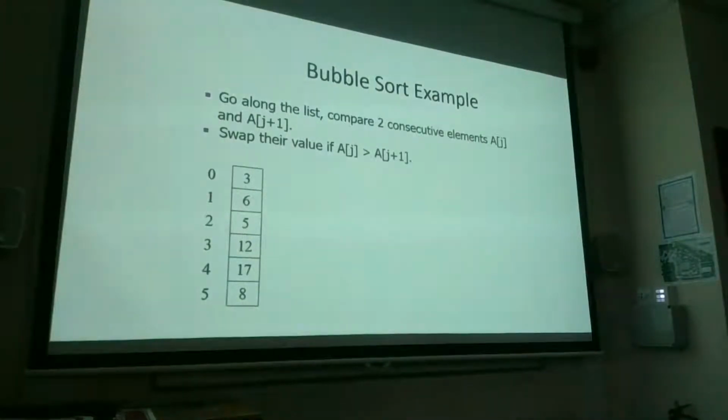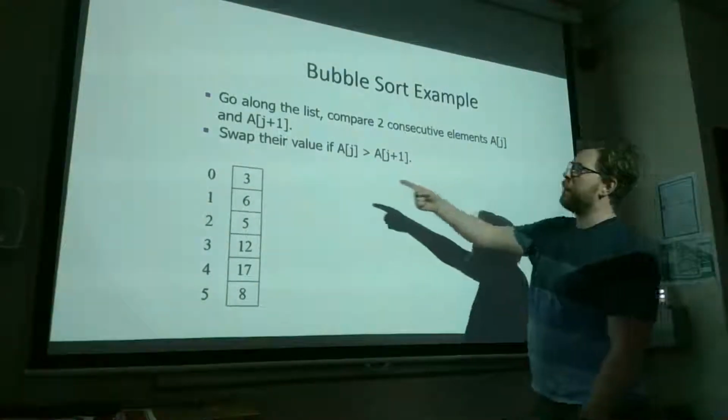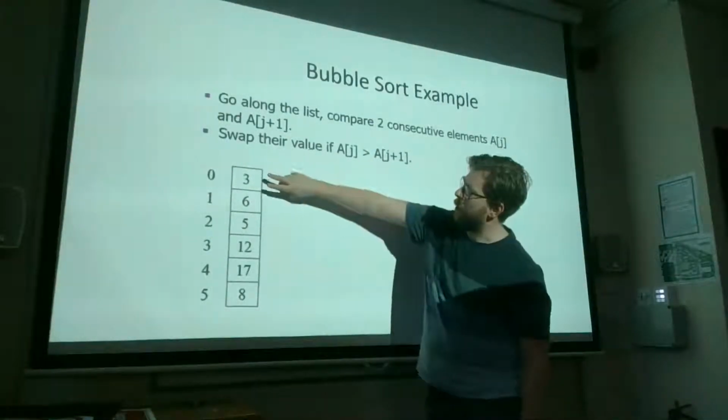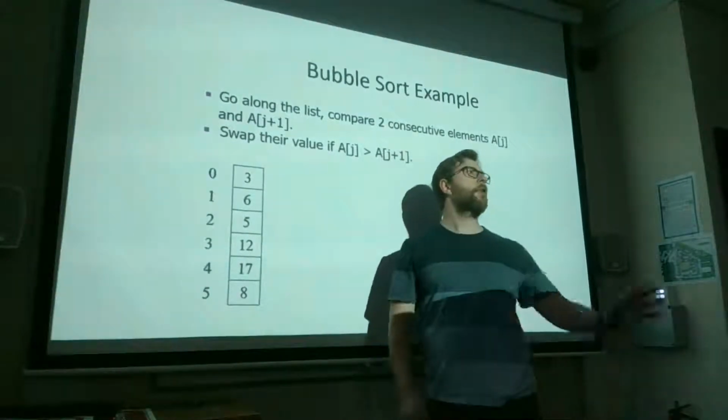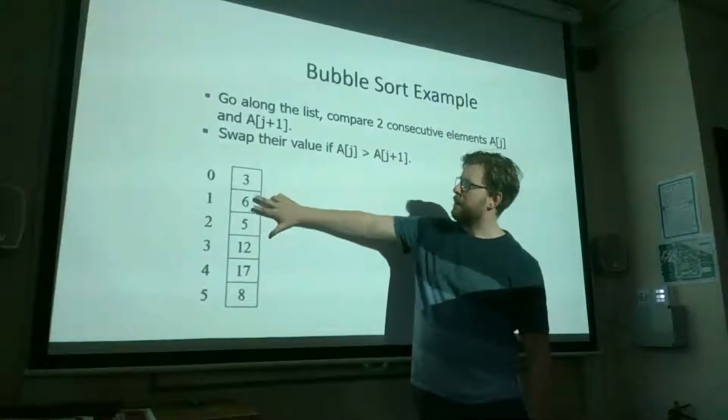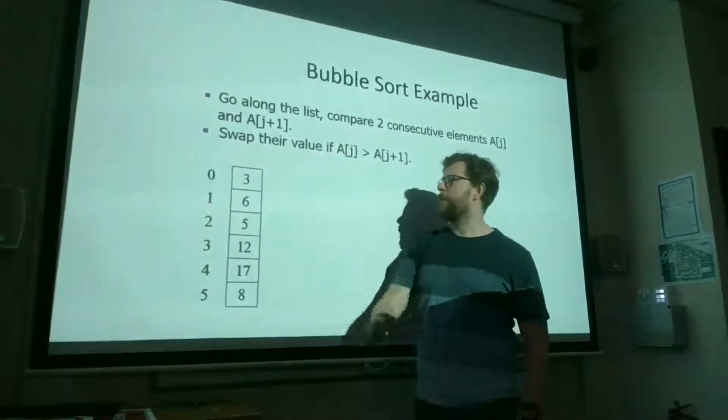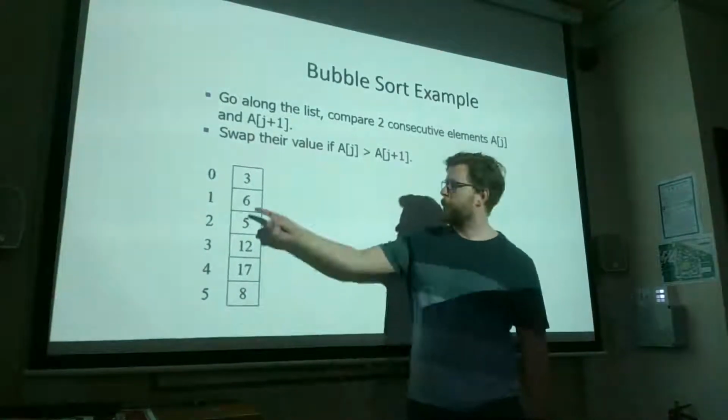So here's our initial array. You can see we've got our 6-element array here. We're going to take a pair of numbers, 3 and 6. Is 3 bigger than 6? No, it's not. Take the next pair, 6 and 5. Is 6 bigger than 5? Yes. So we're going to swap them around.